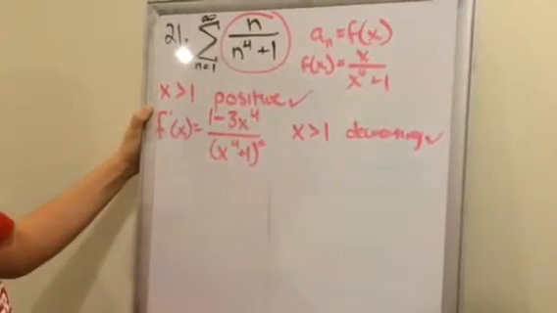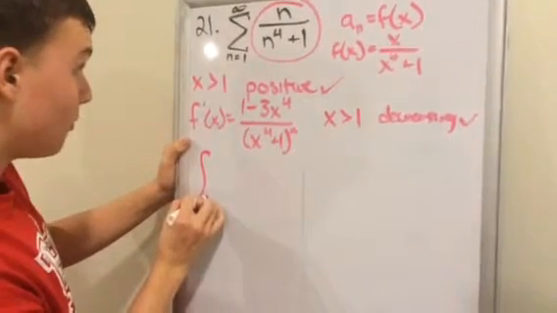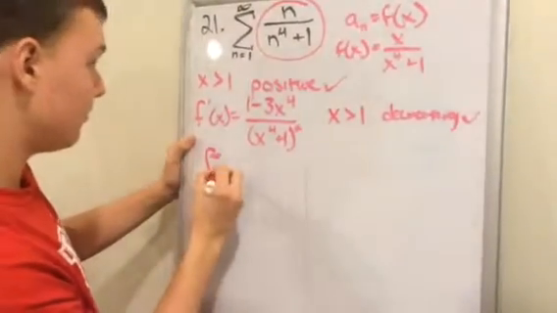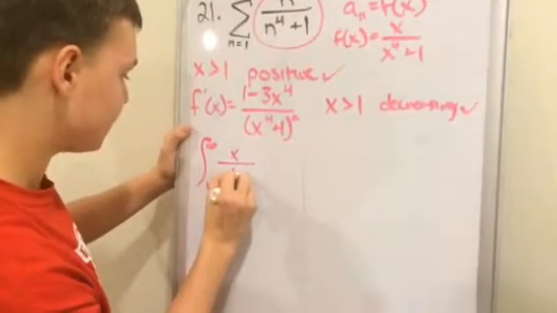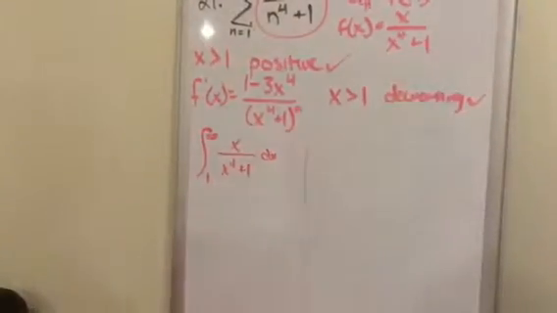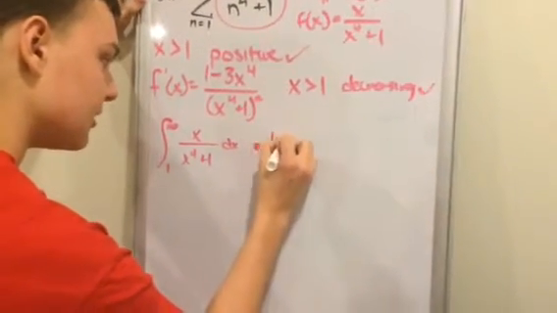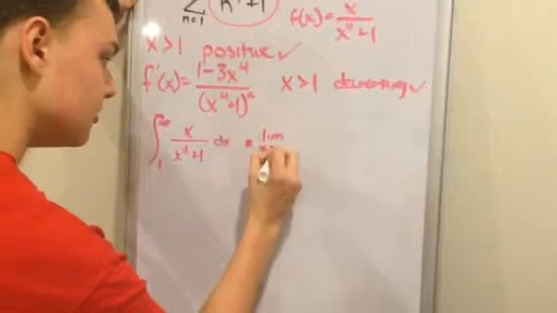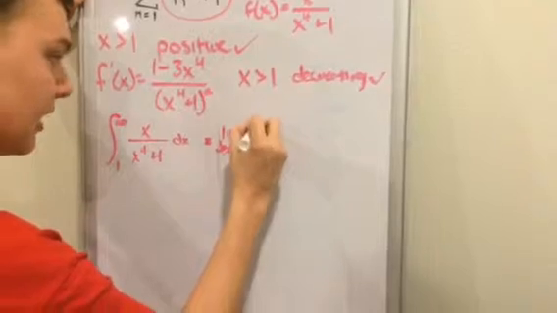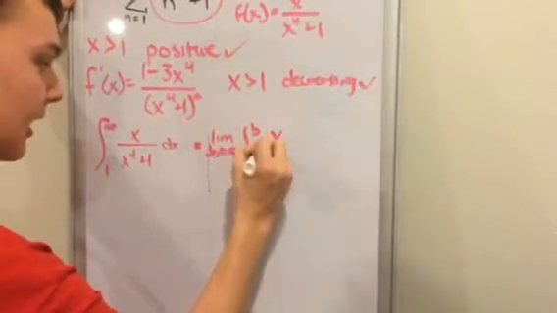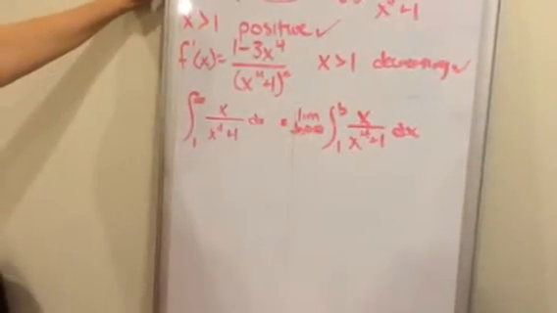So from there, we can take the integral. The integral from 1 to infinity of x over x to the fourth plus 1 dx. Well, that equals the limit as b goes to infinity of the integral from 1 to b of x over x to the fourth plus 1 dx. So we don't have an improper integral.